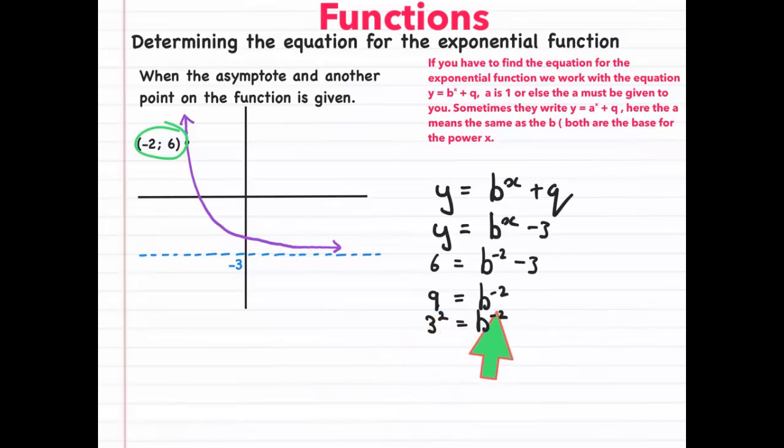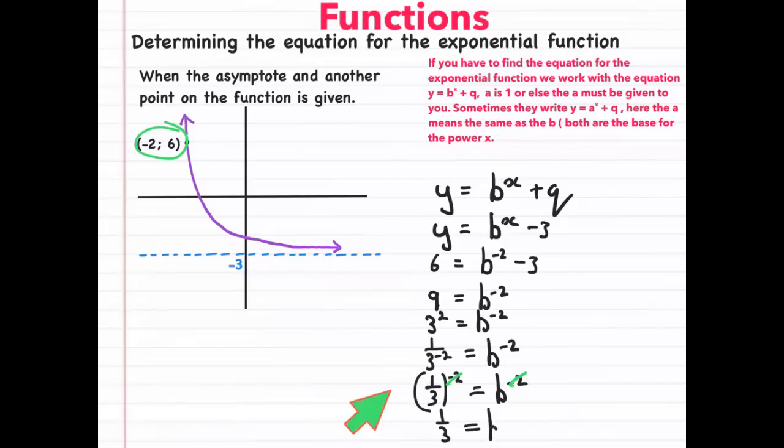But now the exponents are not the same, so the bases are not the same. But I can rewrite 3 to the power of 2 as the following. I can say it's 1 over 3 to the power of negative 2 equals b to the power of negative 2. Now we also know that this, and this is a trick that you have to remember, that is a 1 over 3, and the 3 is to the power of negative 2. It means exactly the same as a third in brackets to the power of negative 2 equals b to the power of negative 2. And now I can say exponents are the same, so a third equals b. Okay, so don't forget this little trick.